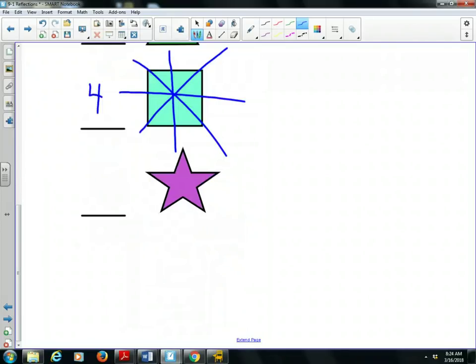And the star, technically speaking, a decagon because it has 10 sides. You could fold it once right there, and that cuts it in half. Once right there, that cuts it in half. There's 2. 3 times, and 4 times, and 5 times. This can be folded 5 different directions, and it cuts it in half. All right, there's lines of symmetry.